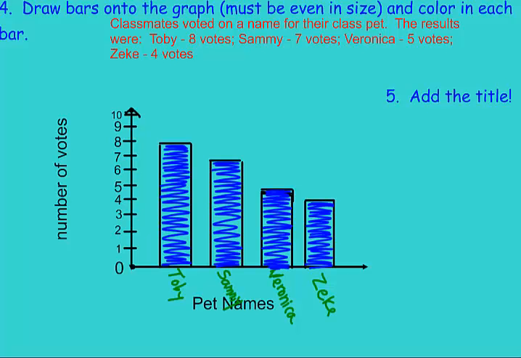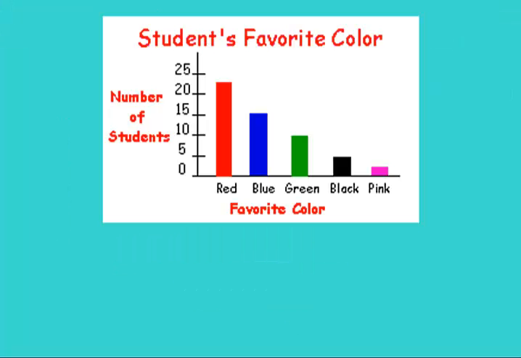The last step is to add the title. Look at the information given to you to decide on what the title will be. This is the votes for pet names. So it looks like Toby won the vote because it has the tallest bar.